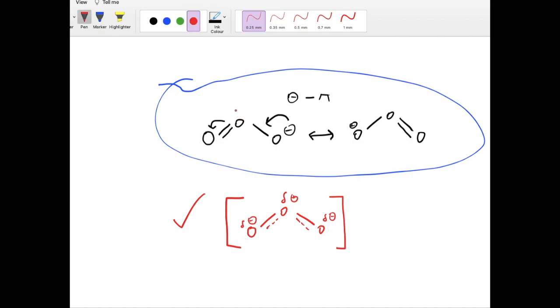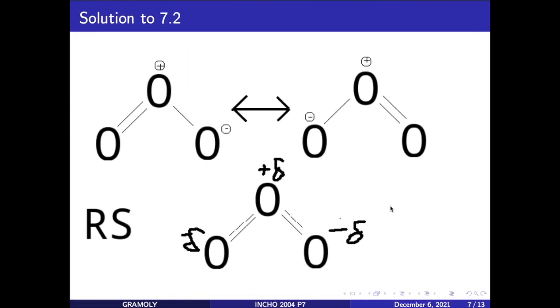Sorry, wait. So it would develop a positive charge over here. This shows a delta positive, or a partial positive charge, over the central oxygen. Generally with oxygen, when you have three bonds like this, it develops a positive charge because of the valency. Moving on to the next question, this is the answer for 7.2, and this here is the resonating hybrid.